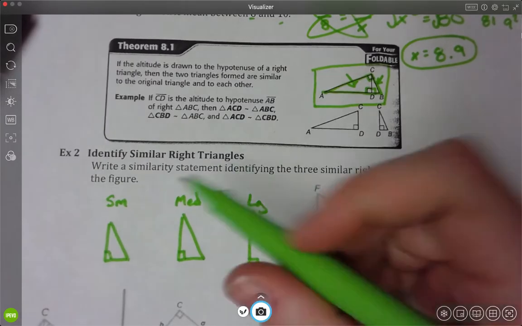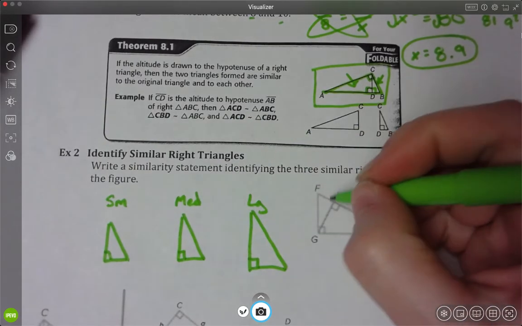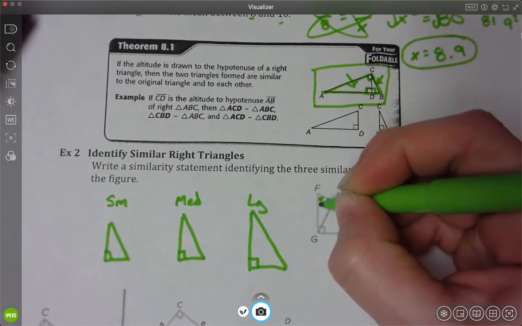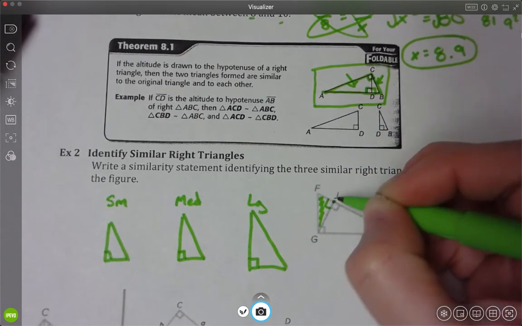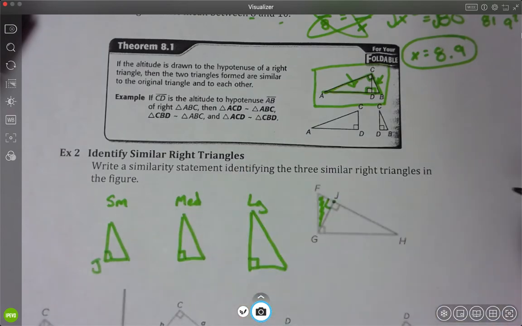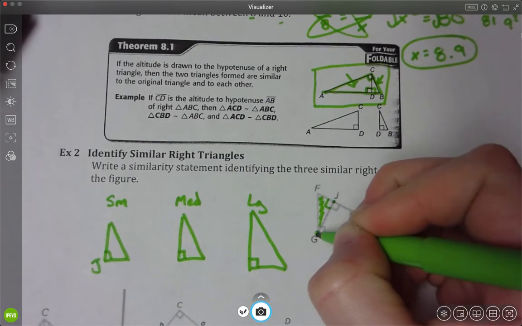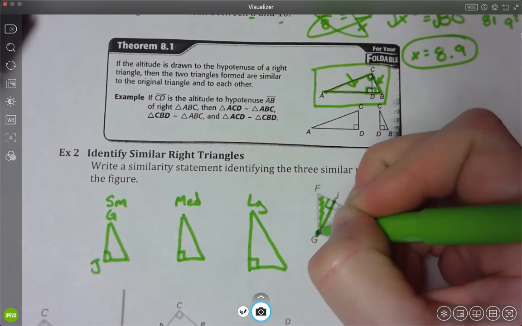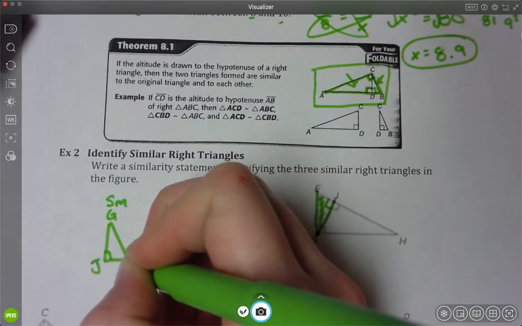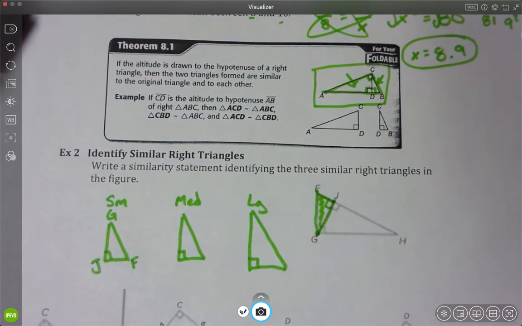Now they just want us to label the vertices. So this is the small triangle that I'm looking at, this guy right here. The 90-degree angle maybe is where you want to start. That is at J. And then G is going to be the tall side. So it's J, G. G is the tall side. F is going to be the bottom side, and that completes that small size triangle.